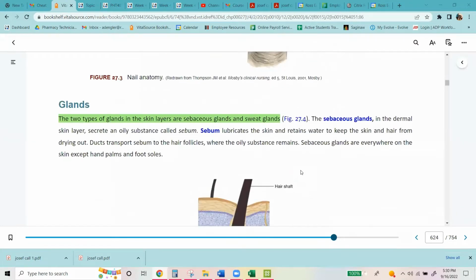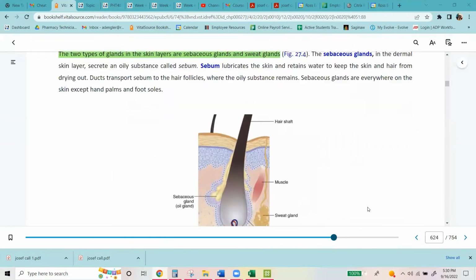The two types of glands in the skin layers are sebaceous glands and sweat glands. The sebaceous glands in the dermal skin layer secrete an oily substance called sebum. Sebum lubricates the skin and retains water to keep the skin and hair from drying out. Ducts transport sebum into the hair follicles where the oily substance remains. Sebaceous glands are everywhere on the skin except hands, palms, and foot soles.